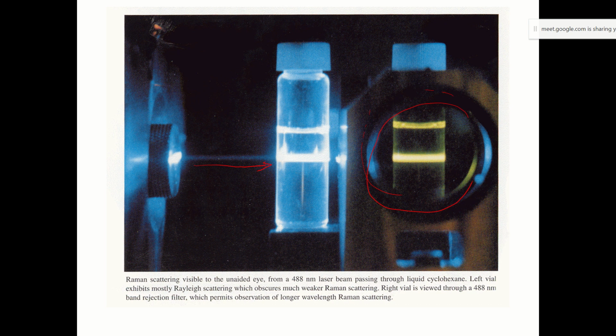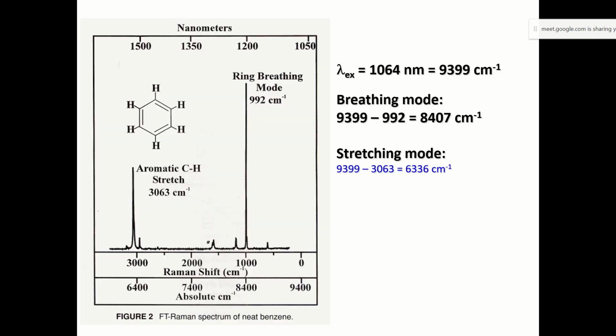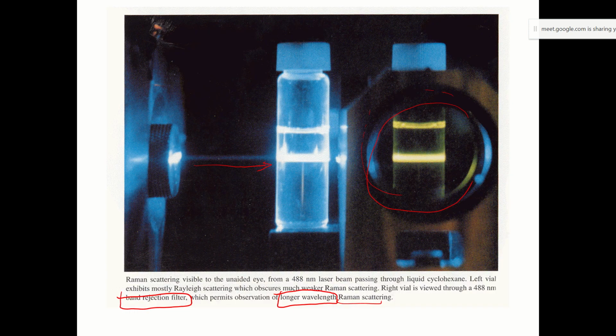That is blocking this thing. A band rejection filter is applied, and then you see the change in colors, to yellow. So this is how it is. The longer wavelength photons, which are less in number, are observed when you do this. As I told you, the first Raman spectrum that was taken was for benzene.